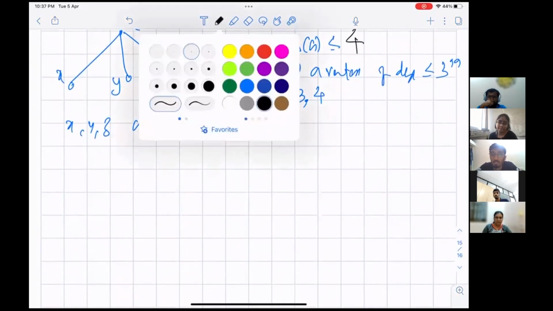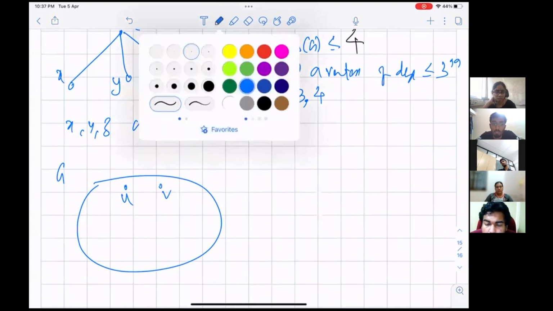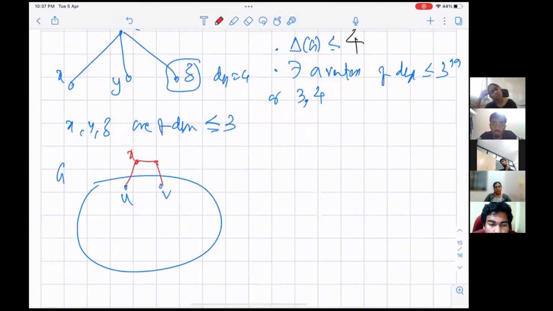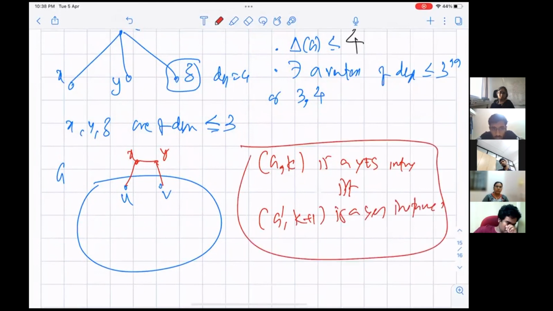Suppose you come up with a graph G, and I pick up an edge UV. I subdivide this edge twice. Now show to yourself that (G, k) is a yes instance if and only if (G', k+1) is a yes instance. Check for yourself. This is a very well-known gadget for Vertex Cover. I subdivided twice. Now this graph has a vertex of degree 2, no?